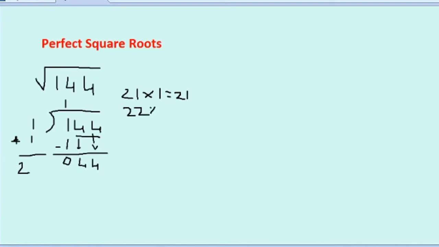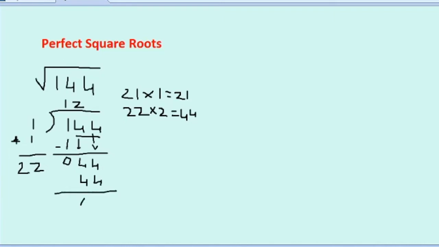Now multiply this 22 with the number we are going to write here. Same number we are writing. If you write 1 here, we will write 1 here. If you write 2 here, we will write 2 here. So we write 2 here and 2 here. 22 into 2 we have to do. 22 into 2 is how much? 44. This is equal to this number.